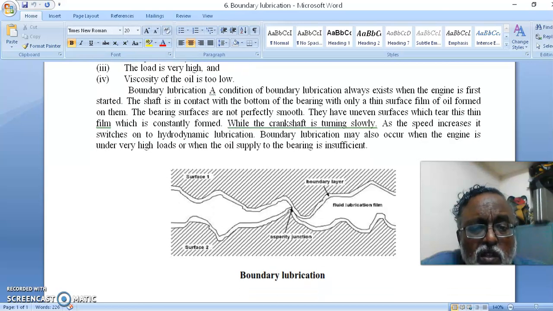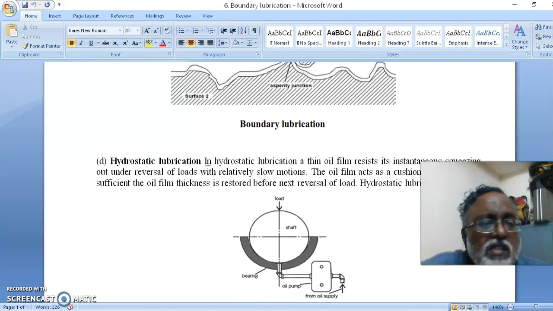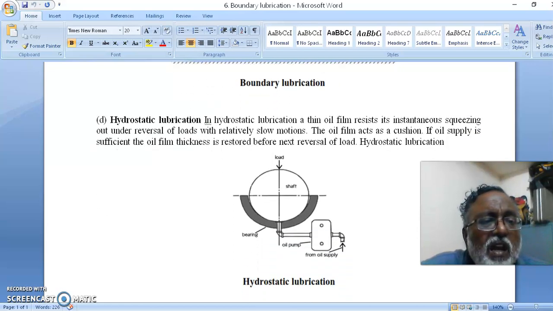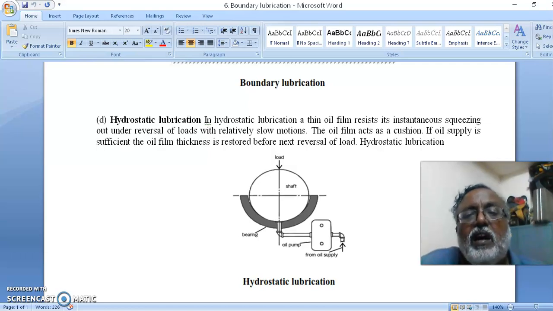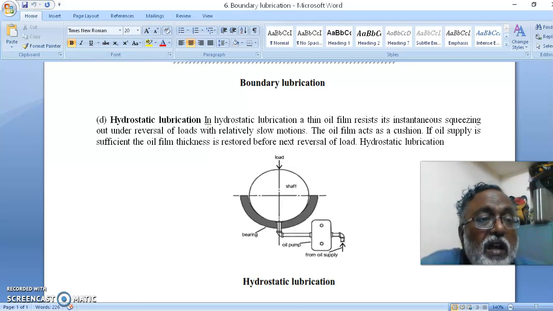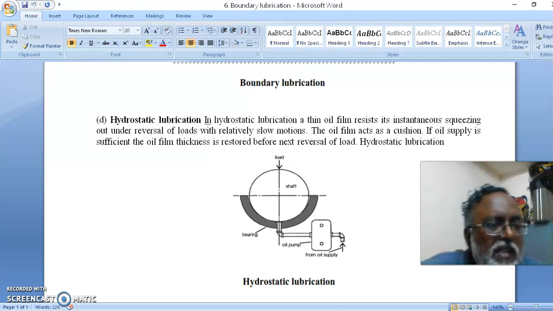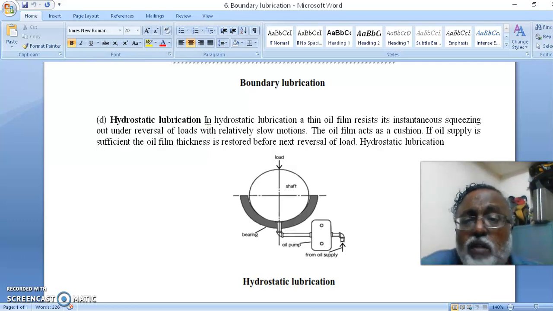This graph shows how the boundary lubrication is. There is another lubrication known as hydrostatic lubrication. In hydrostatic lubrication, a thin oil film resists instantaneous squeezing out under the reversal of loads with relatively slow motion. The oil film acts as a cushion. If oil supply is sufficient, the oil film thickness is restored before the next reversal of load.